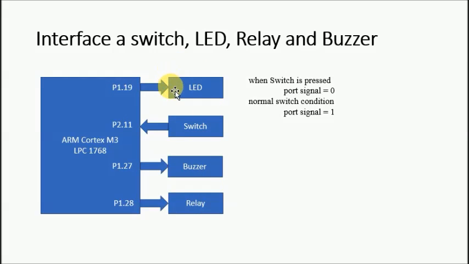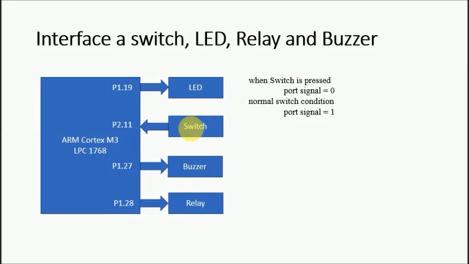Now, in this case, we have to interface LED. We know that we require the output port to drive the LED. So here the port 1 pin number 19 is configured as the output pin so that it can drive the LED. In case of buzzer, the port pin should be output. So here port 1 pin number 27 is configured as the output. In case of the relay, the port pin which is going to drive the relay circuitry, port 1 pin number 28, should be configured as output.